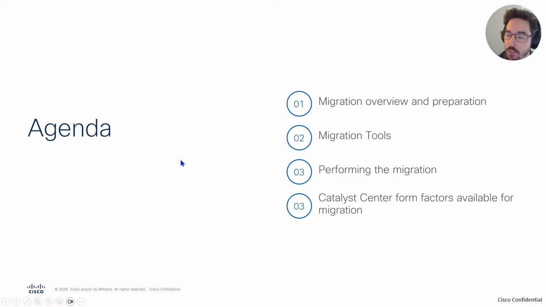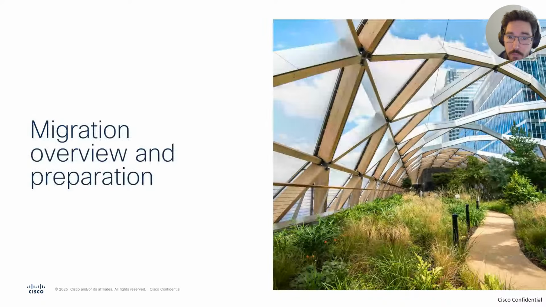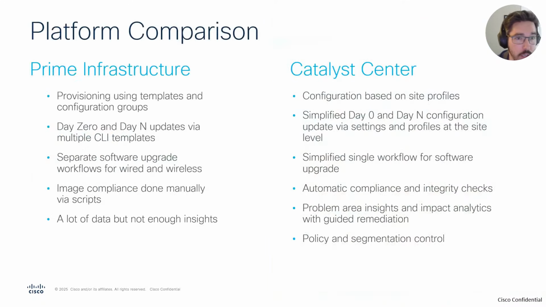We'll see Prime Infrastructure migrate many different things. There's a capability to migrate about six different aspects within Prime Infrastructure over to Catalyst Center, making it a very seamless experience. All right, so first, let's go into migration overview and preparation.